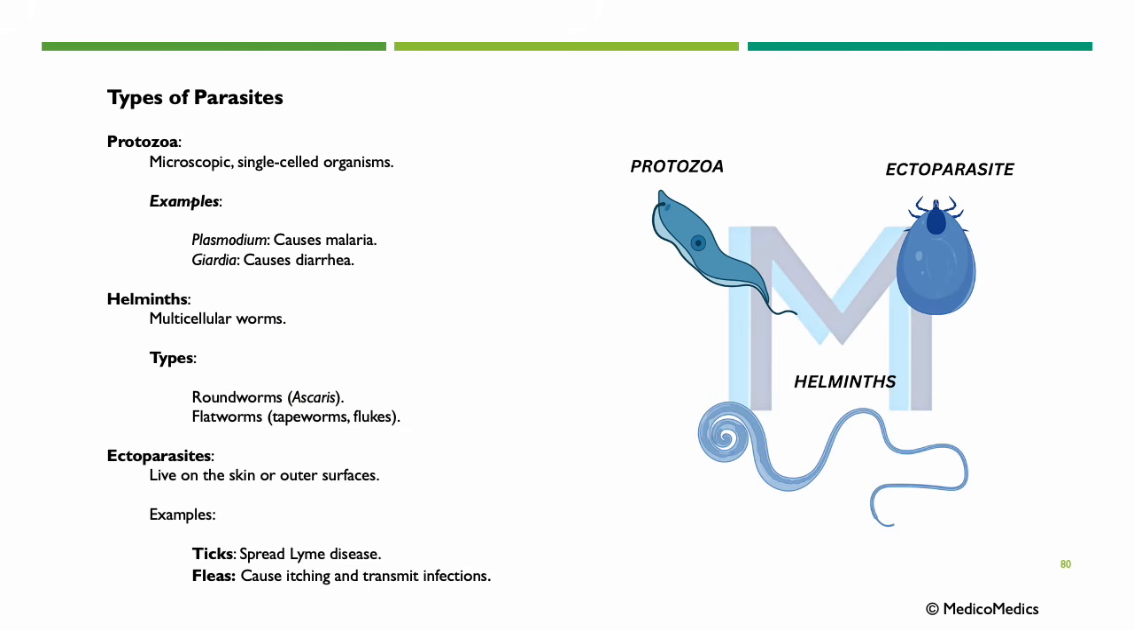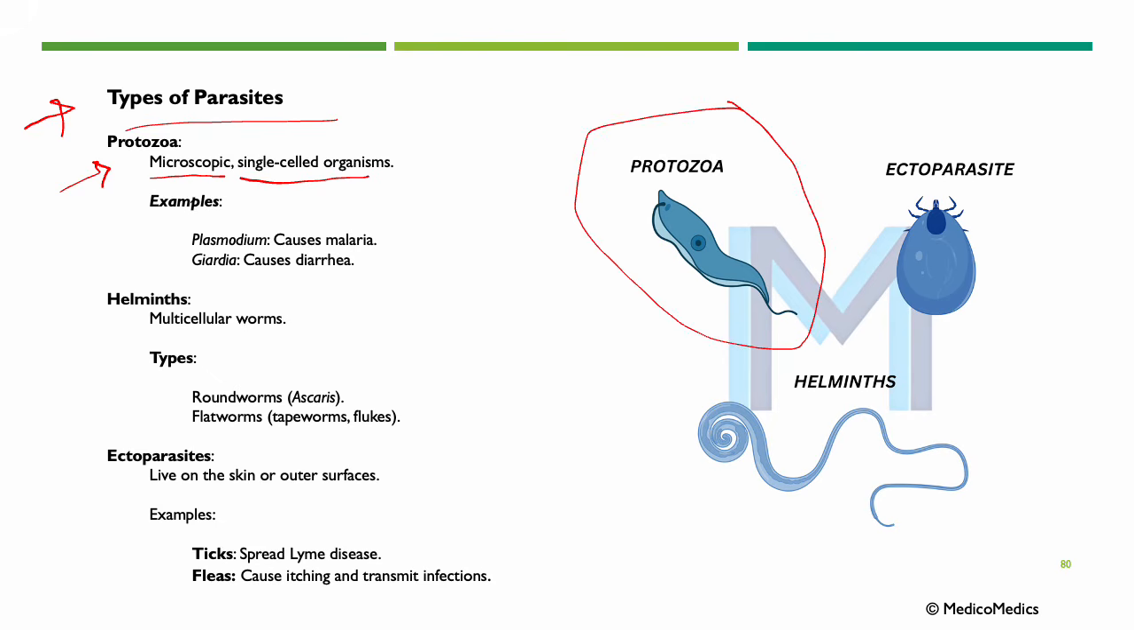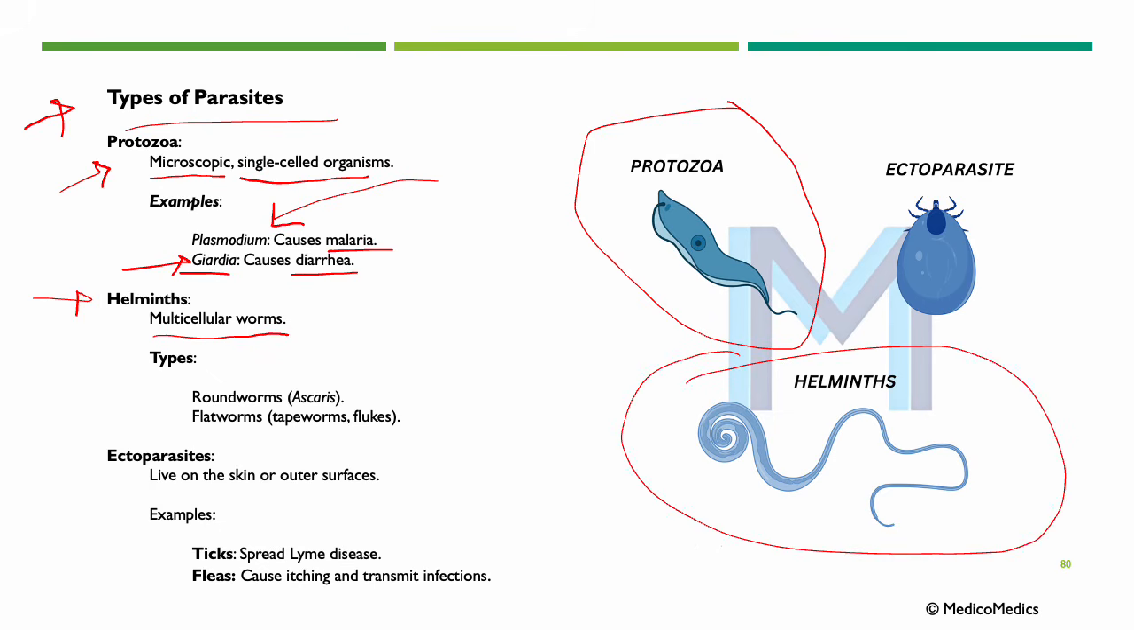Now, let's continue talking about these different types. So we said protozoa. These are microscopic, single-celled organisms, illustrated here. Examples, as we mentioned, Plasmodium leads to malaria. We have Giardia, which causes diarrhea. Then we have another type, helminths. These are multicellular worms, right? And the types could be roundworms or flatworms, like tapeworms, etc.